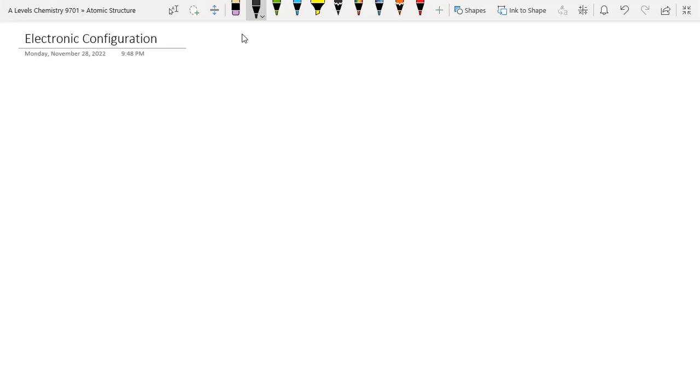First of all, what is electronic configuration? Electronic configuration means arrangement of electrons in principal energy levels according to the Bohr model.